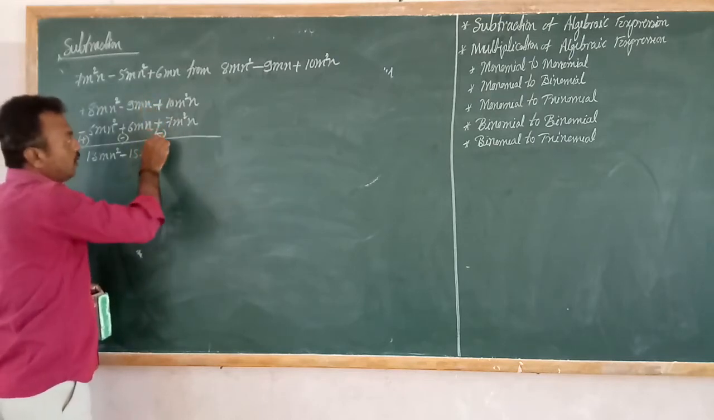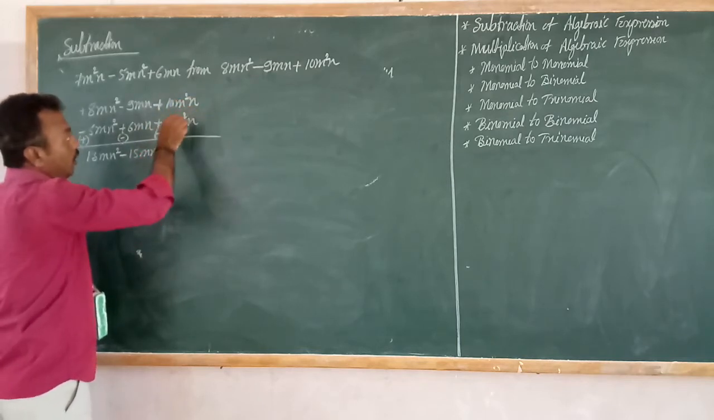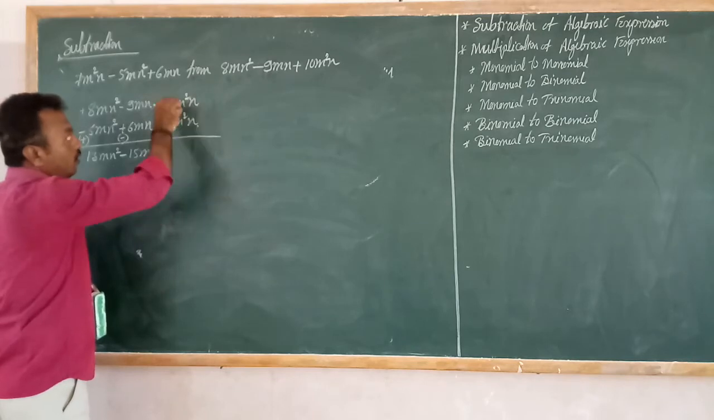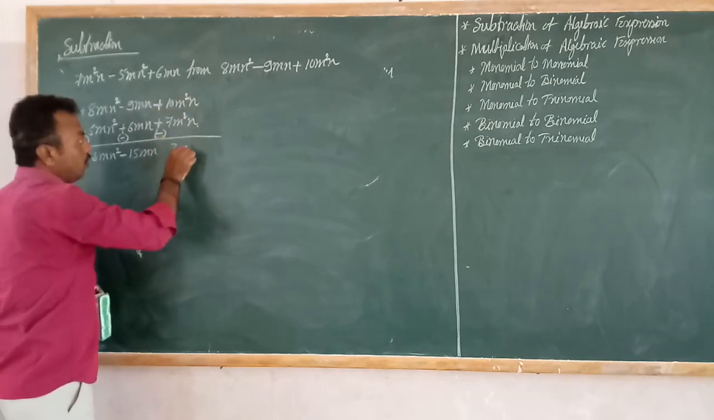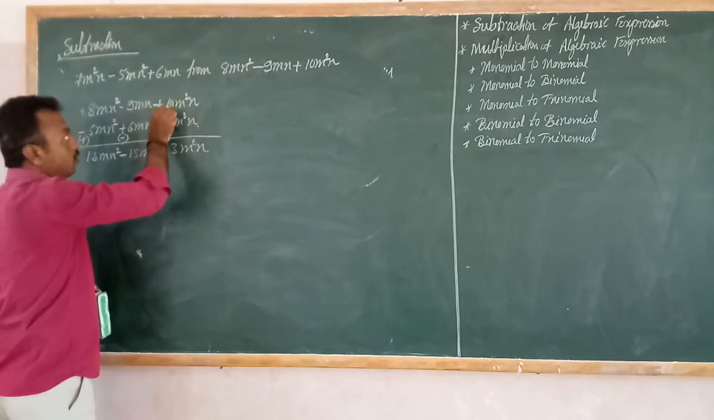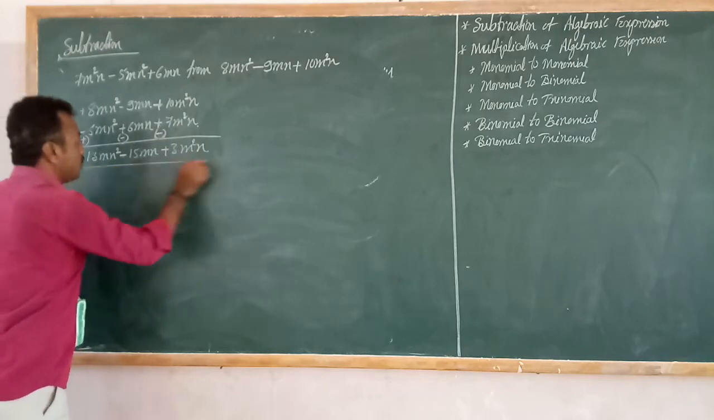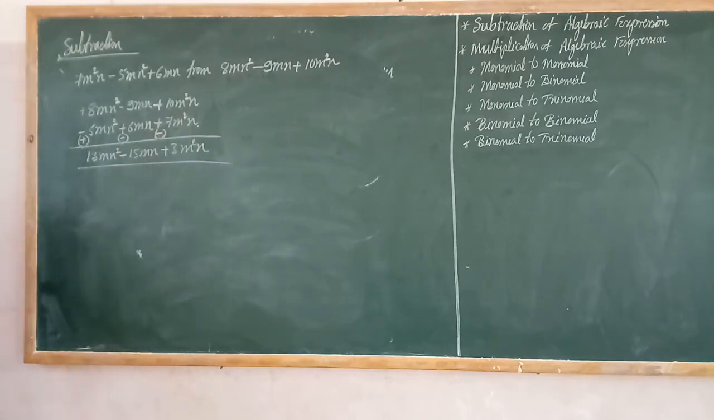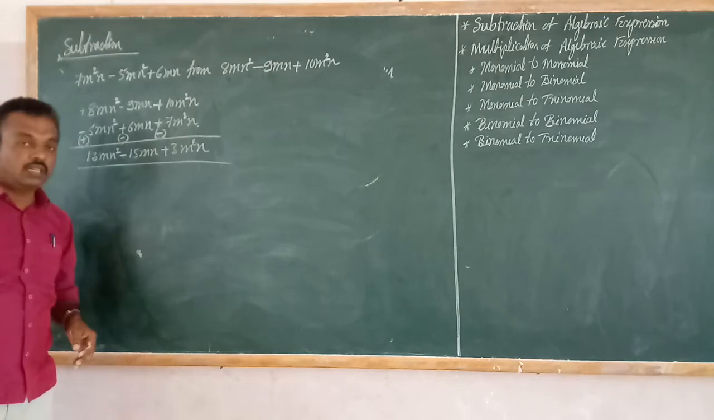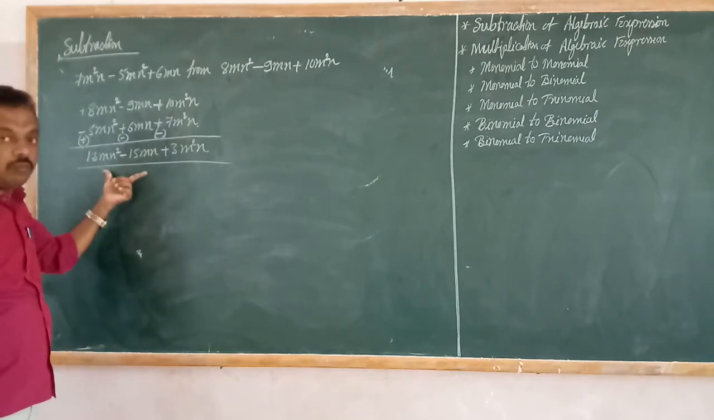Okay. Plus is there, here minus. That's why the signs are different. 10m square n and 7m square n. So 10 minus 7 becomes 3m square n. After the subtraction, which is the bigger term here? 10m square n is the bigger term, which has a plus sign. That's why we have to put that in the answer. So that is the answer: 13mn square minus 15mn plus 3m square n. So this is the column method. It is very easy to solve using the column method.